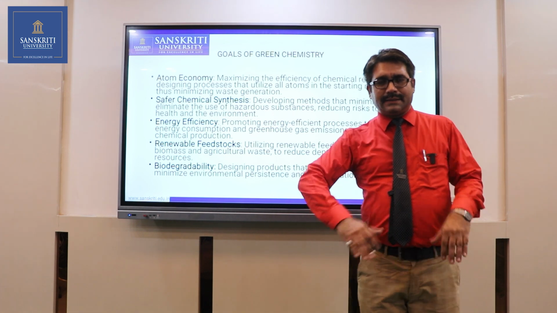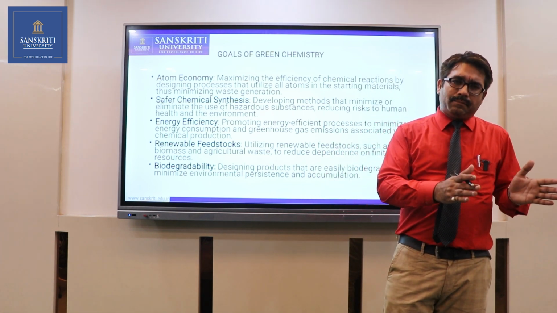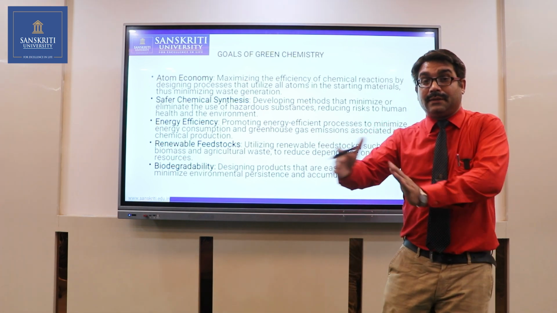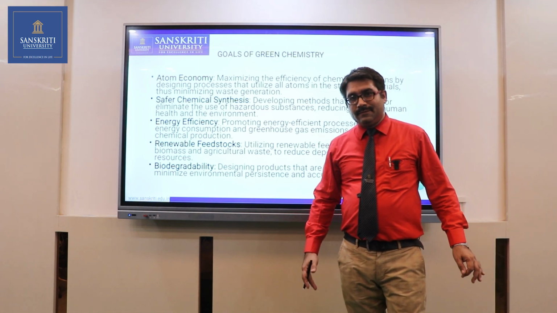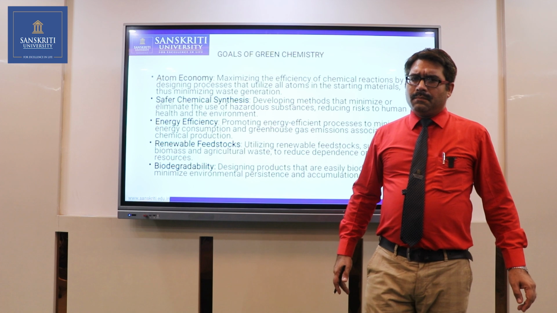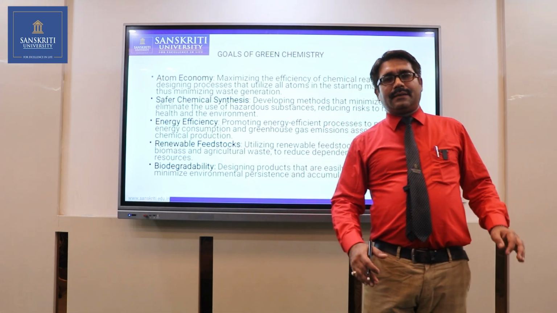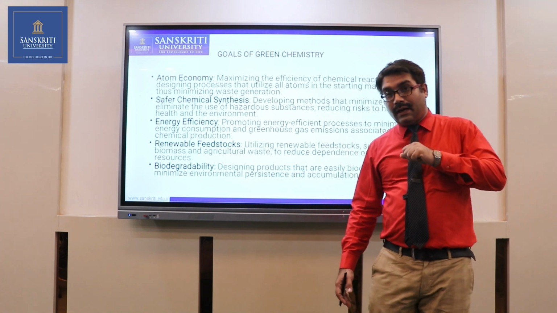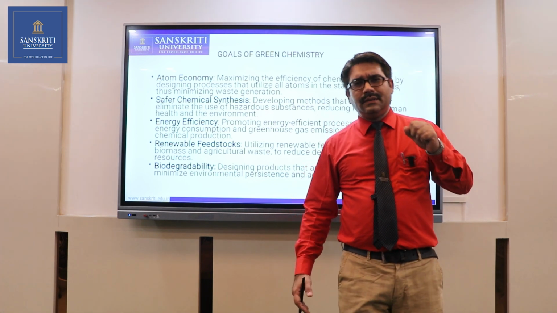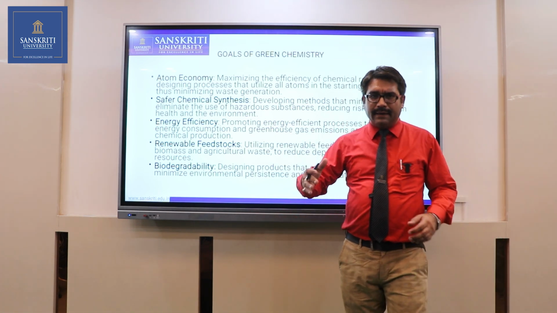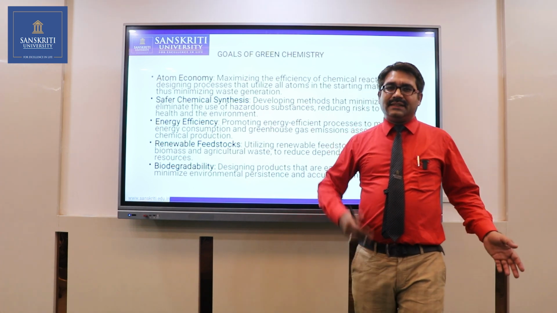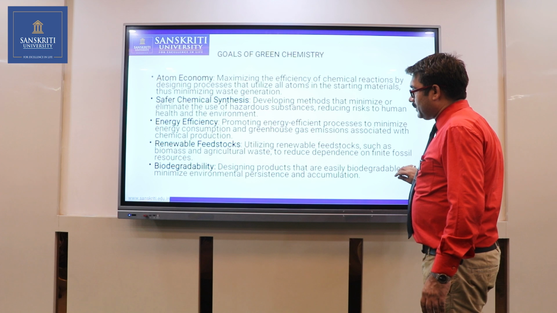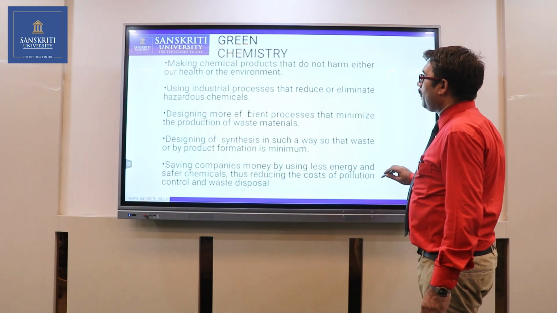In many cases we are replacing synthetic materials with natural materials, but in some cases we don't get better properties because all natural materials are hydrophilic in nature. They can be modified either by derivatization or by some other methods, but green chemistry does not favor derivatization.